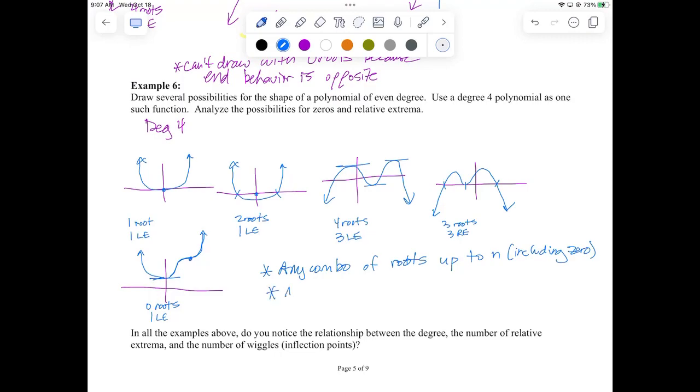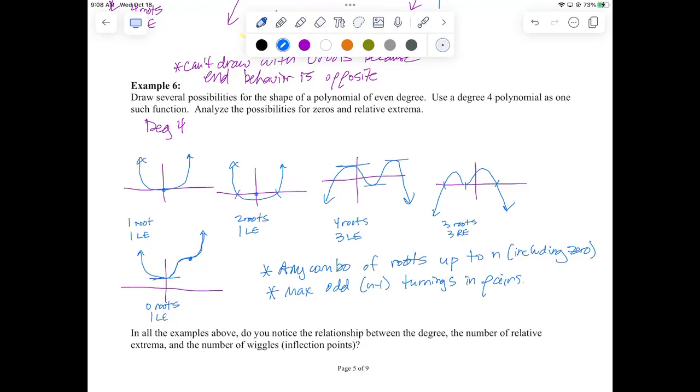But again, we can have maximum of odd n minus 1 turning points in pairs. You have to have an odd number of turning points. So an even degree function has to have an odd number of turning points, and an odd degree function has to have an even number of turning points. Would you agree? Okay.